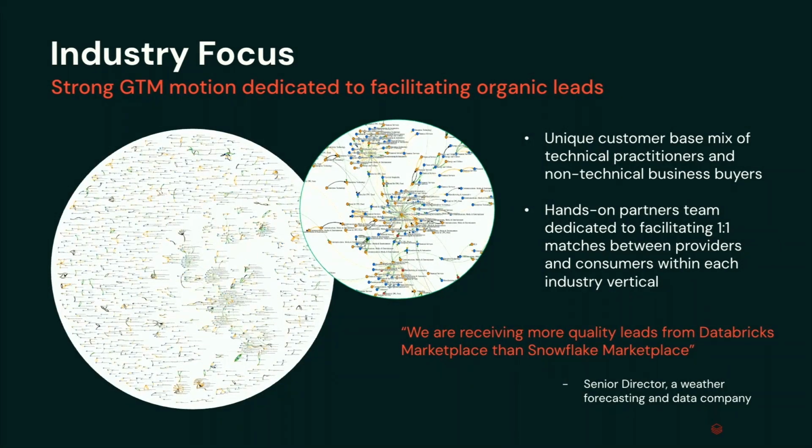Cool. So continuing on, we also have a really strong industry focus on our go-to-market motion. You can see here, this is probably a pretty cool image. You can think of it as sort of a neural network of Delta Shares that we have existing. And each one of those was facilitated by our super hands-on partners team that really does one-on-one matching. If you have partners, if you have consumers that are looking for different business use cases, we match them up, we facilitate that relationship for you.